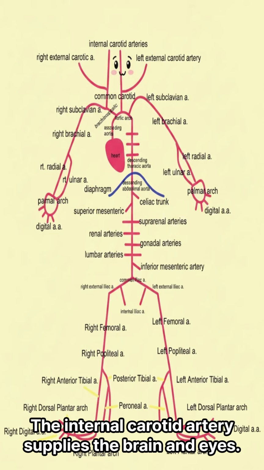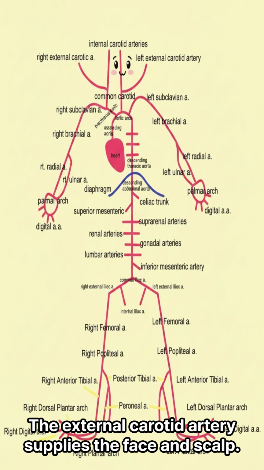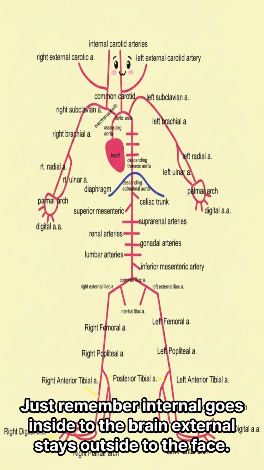Each common carotid artery then divides into two branches. The internal carotid artery supplies the brain and eyes. The external carotid artery supplies the face and scalp. Just remember, internal goes inside to the brain, external stays outside to the face.